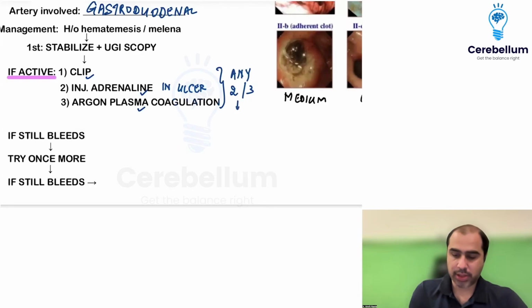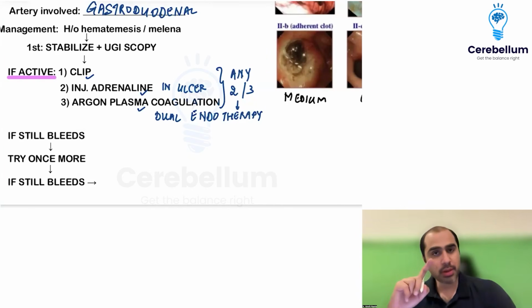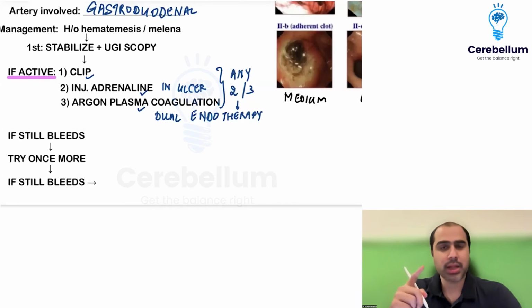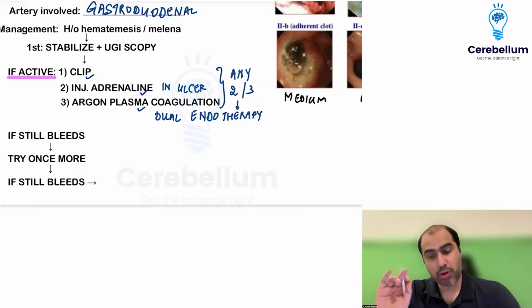This is called dual endotherapy. This is the treatment of choice for bleeding peptic ulcer. This is different from variceal bleed. Variceal bleed, you do only one thing, that is either band ligation or sclerotherapy. Here you have to do 2 out of these 3 things.